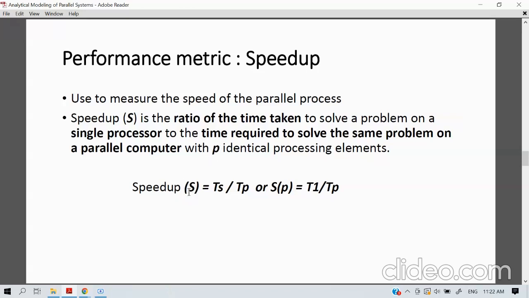So how to calculate the speed up? S equals TS, the runtime of the sequential program, divided by TP. Or SP equals T1 over TP. It's the same.